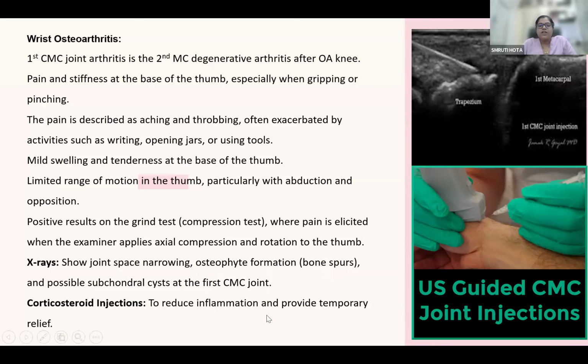And here you can try a corticosteroid injection to reduce the inflammation, temporarily. You can see in the picture how the ultrasound-guided injection is usually done. Here is the trapezium. Here is the first metacarpal, and this is the first CMC joint. And you can go in-plane under USG guidance using a linear probe.